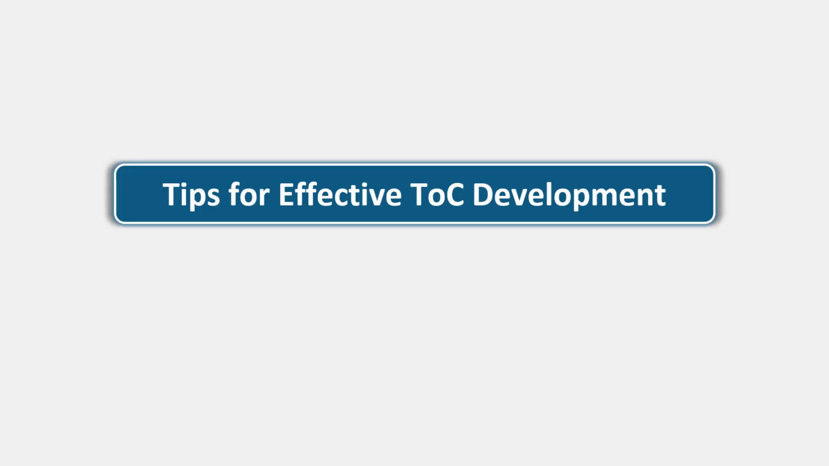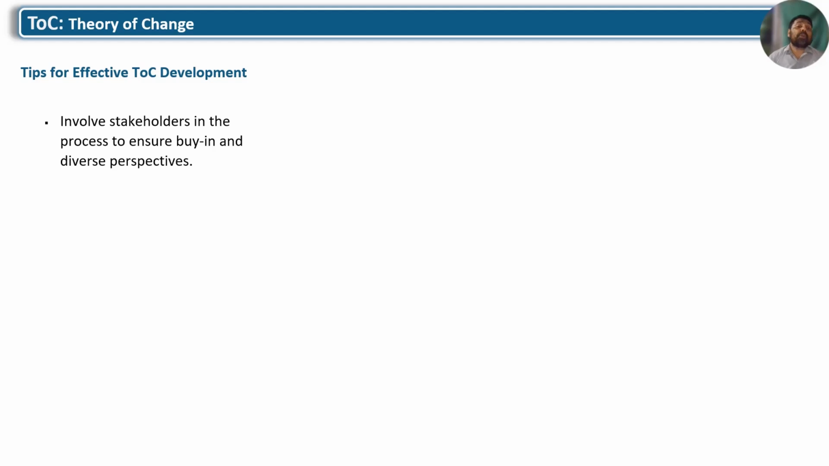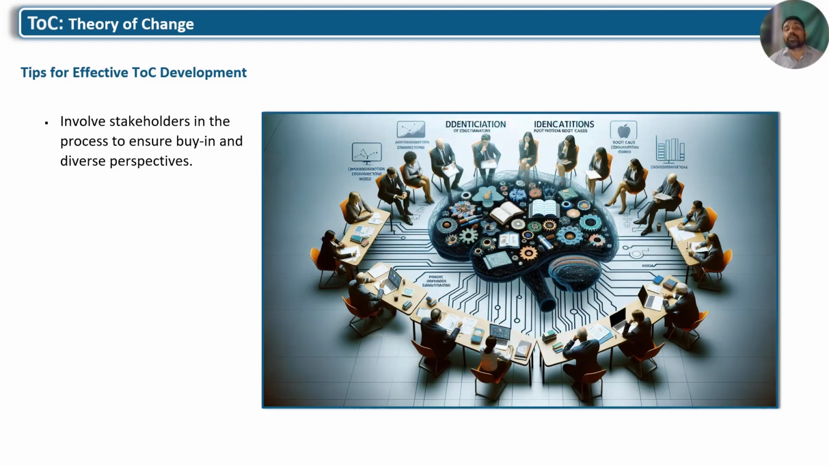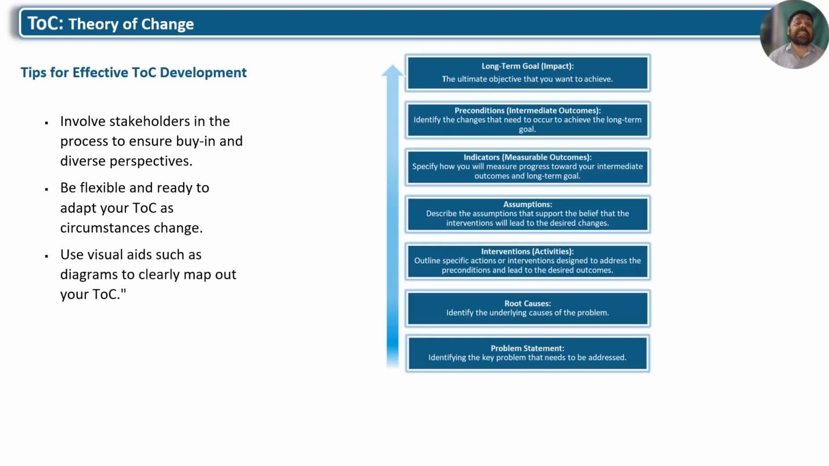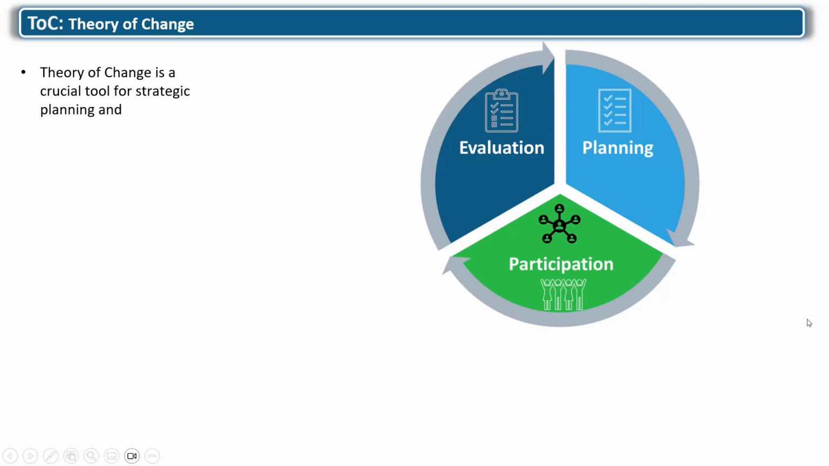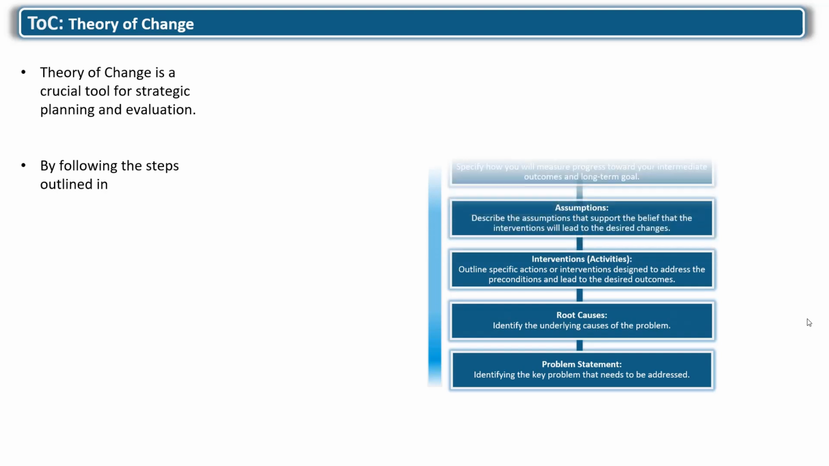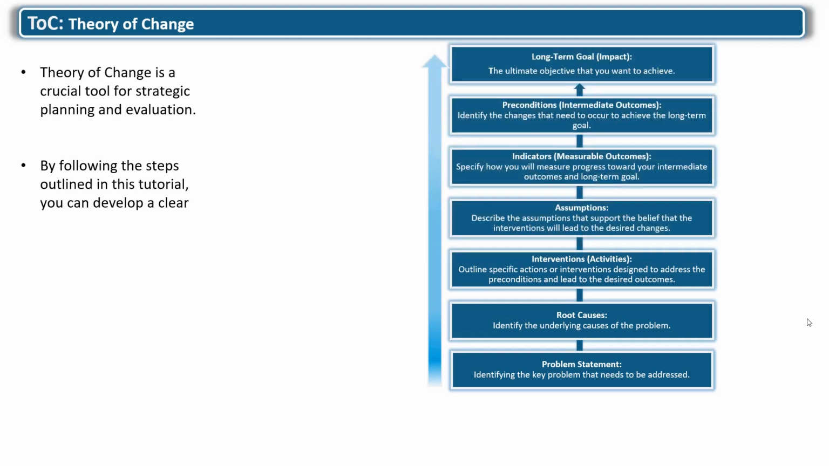Here are some tips for effective ToC development. You will need to involve stakeholders in the process to ensure buy-in and diverse perspectives. Be flexible and ready to adapt your ToC as circumstances change. Use visual aids such as diagrams to clearly map out your ToC like this one. Theory of change is a critical tool for strategic planning and evaluation. By following the steps outlined in this tutorial, you can develop a clear and effective ToC for your project or businesses across various sectors.